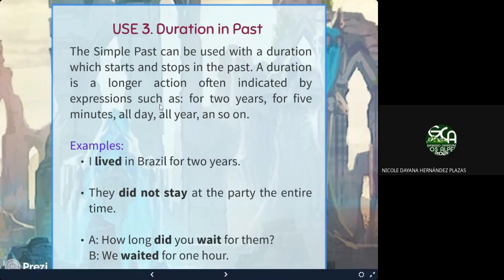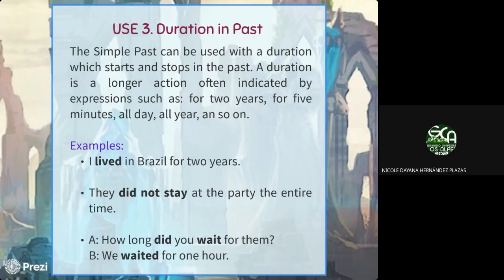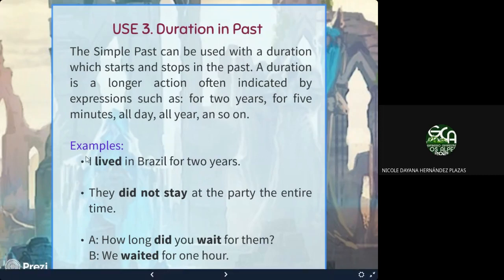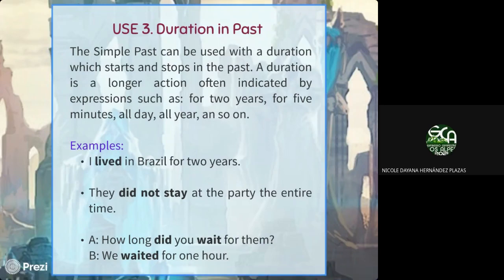So, let's take a look. When you have duration in past, but that thing that you were waiting for has finished. Como lo esperamos durante una hora. Sí, estuvieron una hora haciendo eso, pero ya se acabó la hora, ya se acabó la acción. Siempre pasado simple van a ser acciones que ya están completamente finalizadas. ¿Ok? So let's take a look to the examples. I lived in Brazil for 2 years. Yo viví en Brasil por 2 años. Tuviste una duración en el tiempo, tuviste una duración de 2 años, pero ya se acabaron los 2 años.